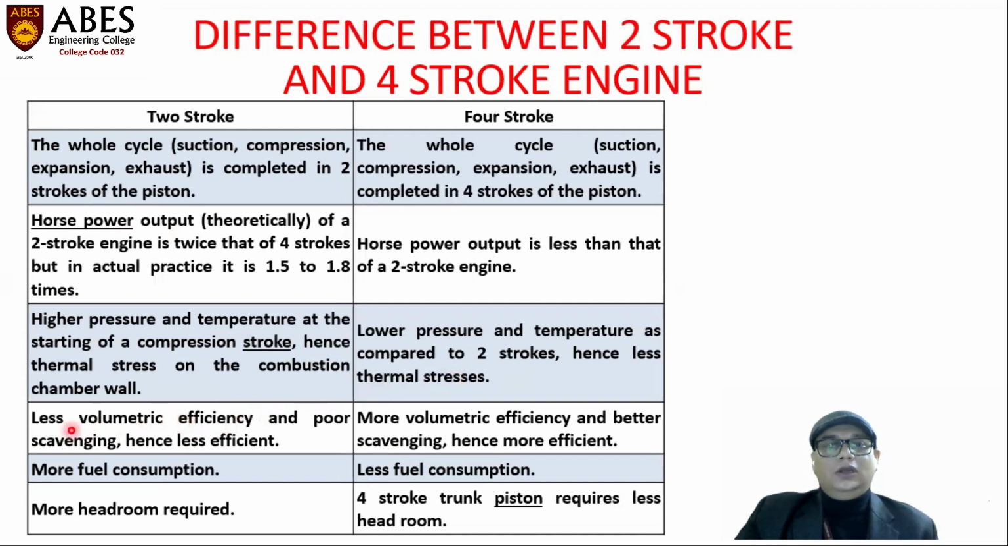In two-stroke, less volumetric efficiency and poor scavenging, hence they are less efficient. Four-stroke has more volumetric efficiency and better scavenging, hence more efficient engines. The fuel consumption in two-stroke is more. The fuel consumption in four-stroke engine is less. For two-stroke engine, more headroom is required. For four-stroke engine, trunk piston requires less headroom.